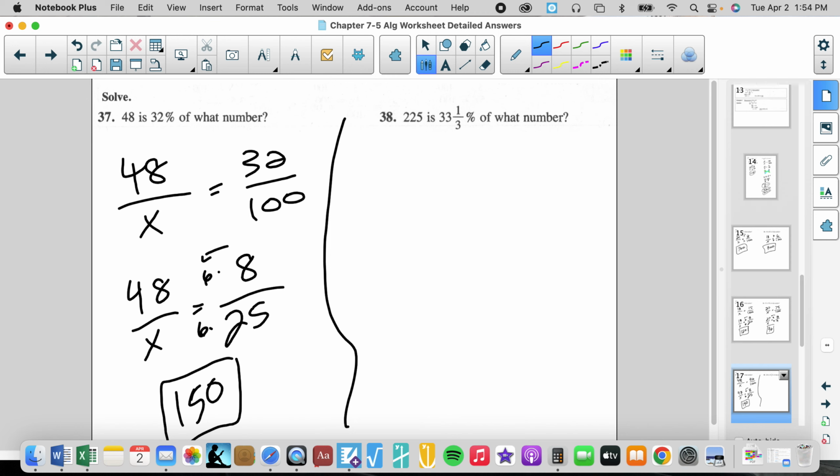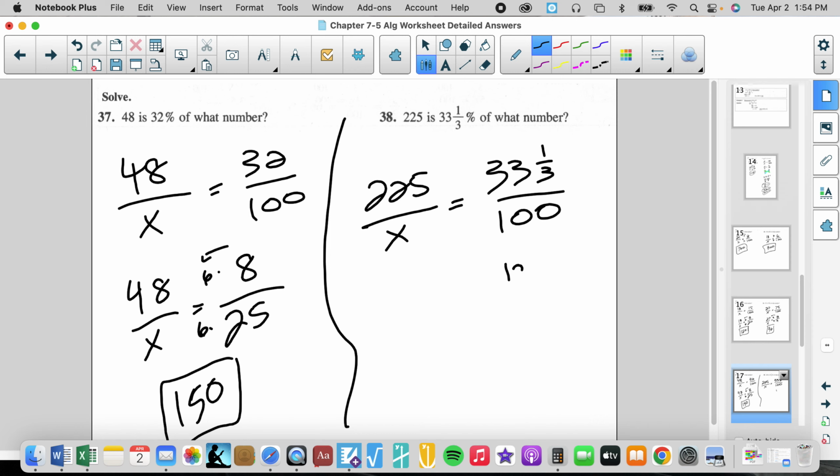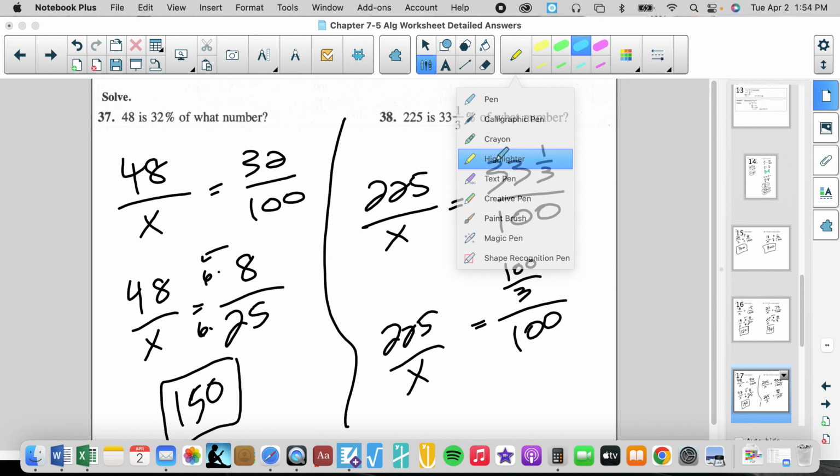Now this one might be a little challenging. Is over of equals percent. Now I cannot change this to a decimal. That will not benefit us. We can change it to an improper fraction, which gives us 100 over 3 over 100 equals 225 over x. And now we can cross product.